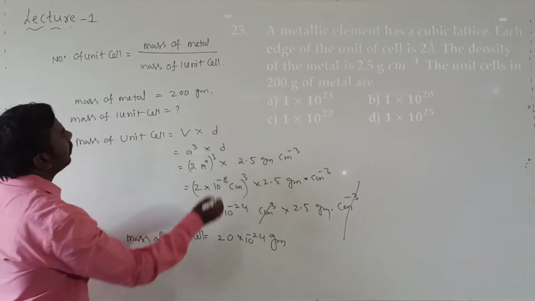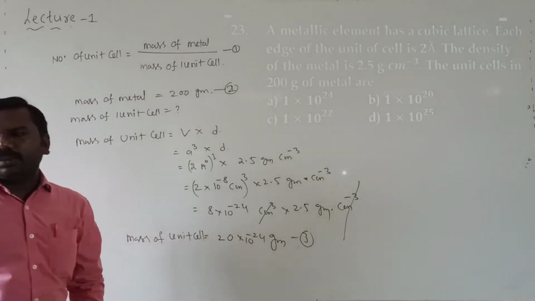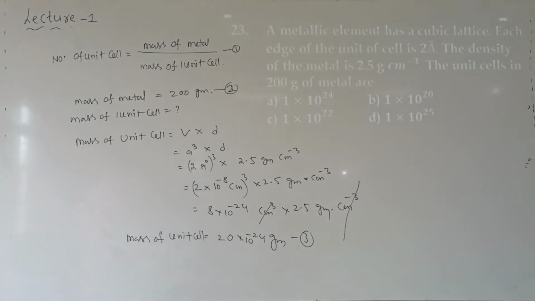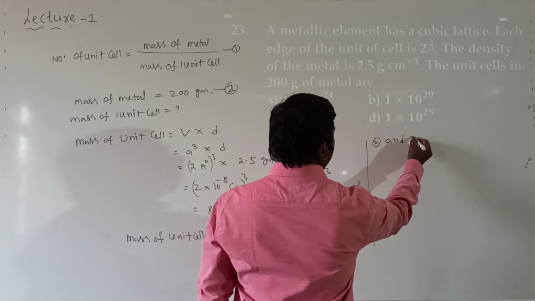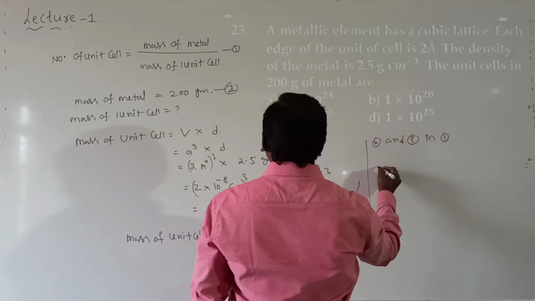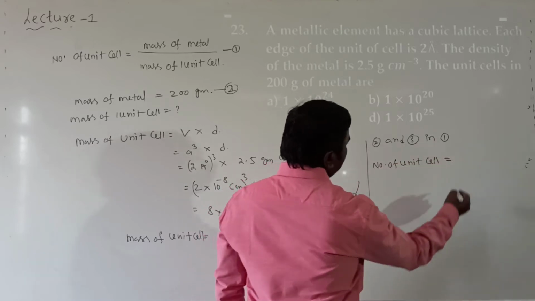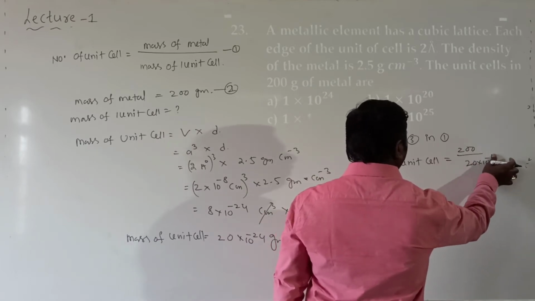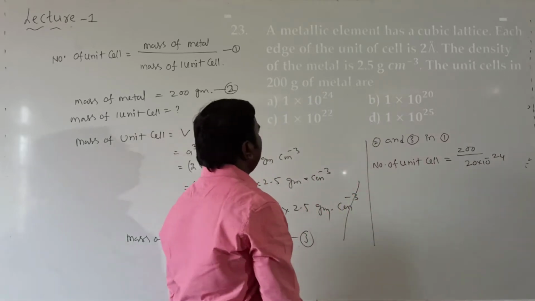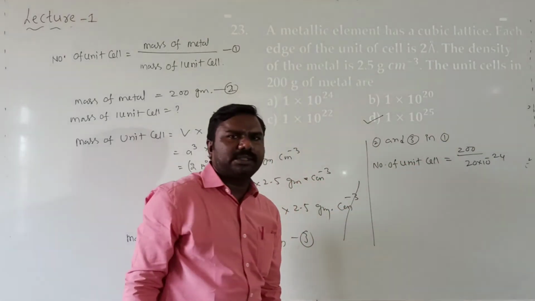Units. Clear? It is 1, 2, and it is 3. Substitute 2 and 3 in 1. Finally, number of unit cells is equal to mass, which will be 200 by 20 into 10 to the power of minus 24. Then the answer will be 1 into 10 to the power of 25. Yes, option D is correct.